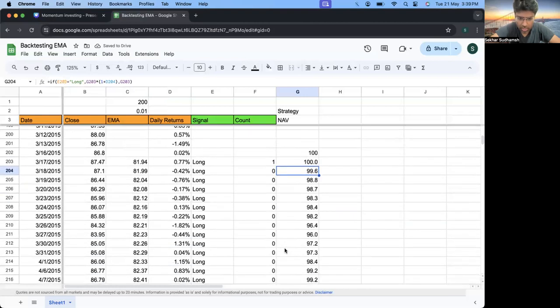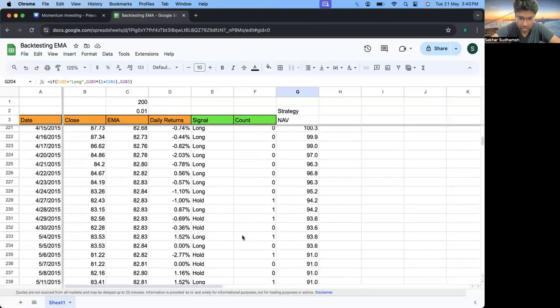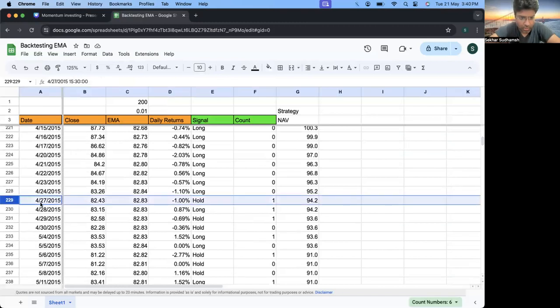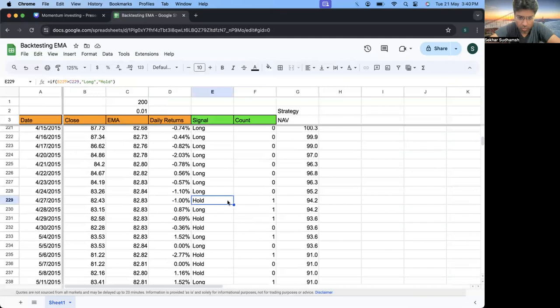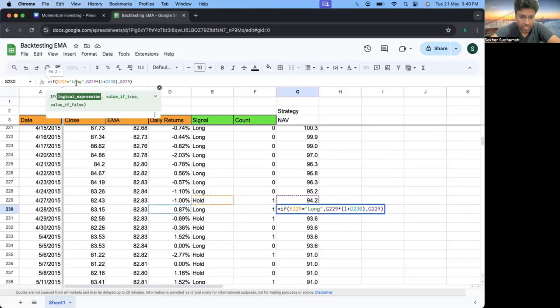To do a cross check, let us go to a scenario where the signal is hold and compare the returns. All right, on 27th of April, we got a signal of hold. So if we got a hold signal, then we should be checking next day's NAV. So what does the next day's NAV say? If E229 equals long, which means yesterday's signal is long, then multiply yesterday's value with today's returns. If it is not long, then carry forward yesterday's NAV.